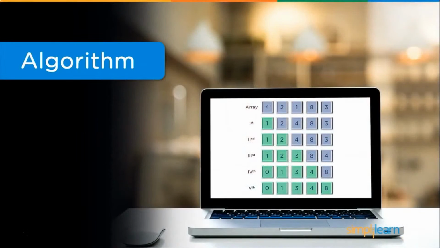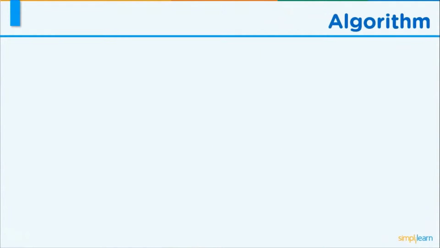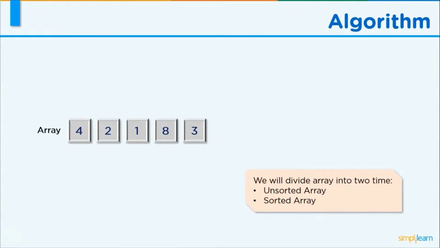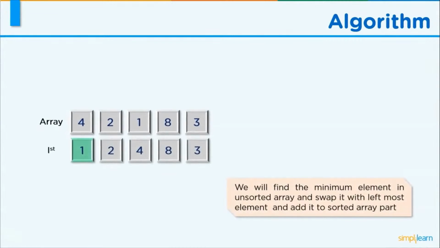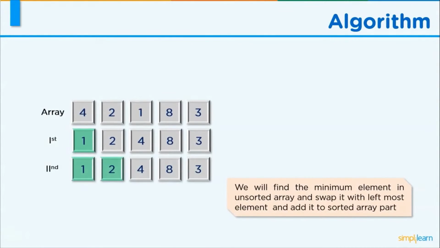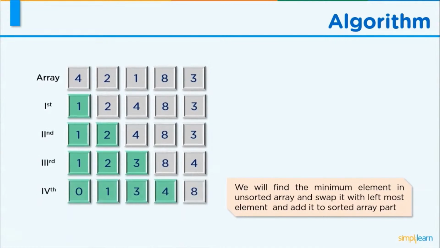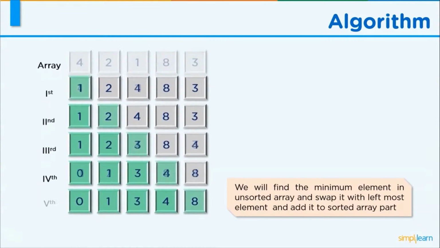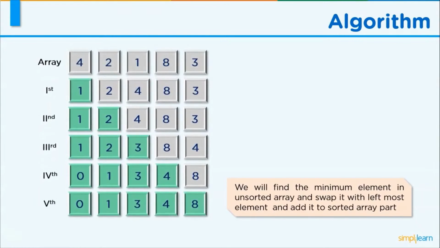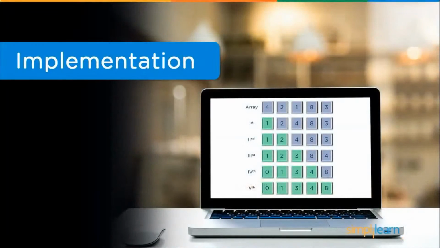Now let's discuss the selection sort algorithm. Let's say we have an array. First, we will divide this array into two subarrays, unsorted array and sorted array. Then, we will find the minimum element from the unsorted array and swap it with the leftmost element of this unsorted array. After that, we will add it to the sorted array. We will keep repeating this process until there are no elements left in the unsorted array. We have now introduced selection sort and its algorithm.